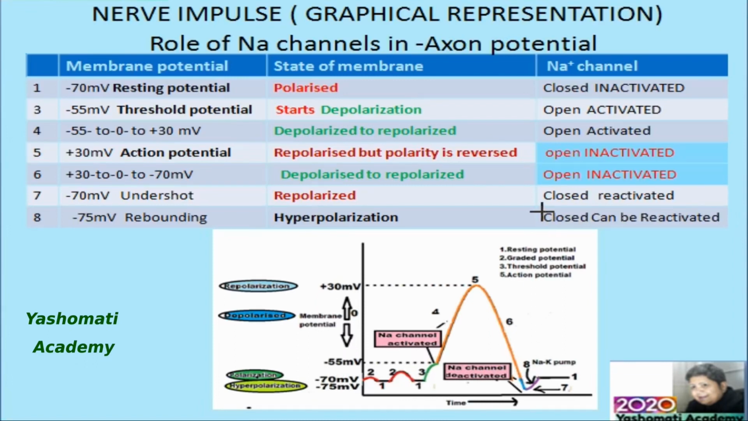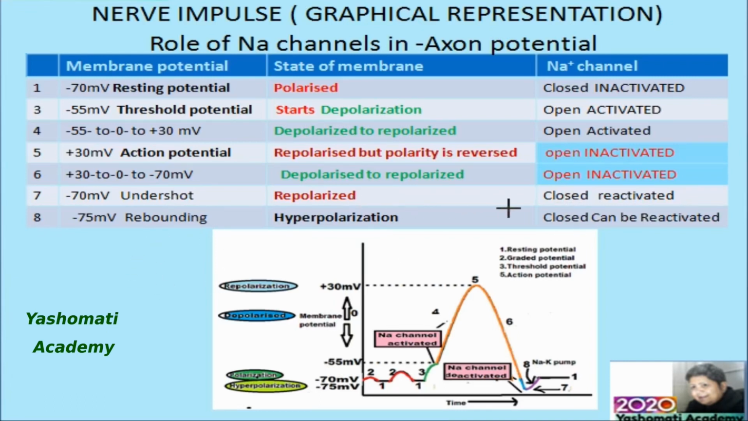At this stage, what happens to the sodium channel? Now when the potential drops to minus 70 millivolt, the sodium channels which were previously open get closed and get reactivated. When they are reactivated, that means they can be activated to transport the sodium ions, but because they are closed, they will not be able to do it.